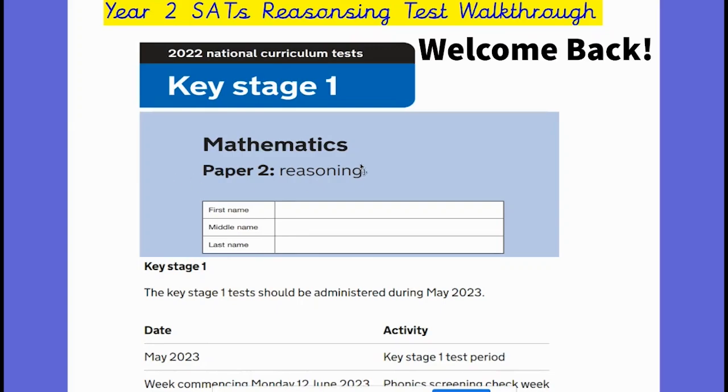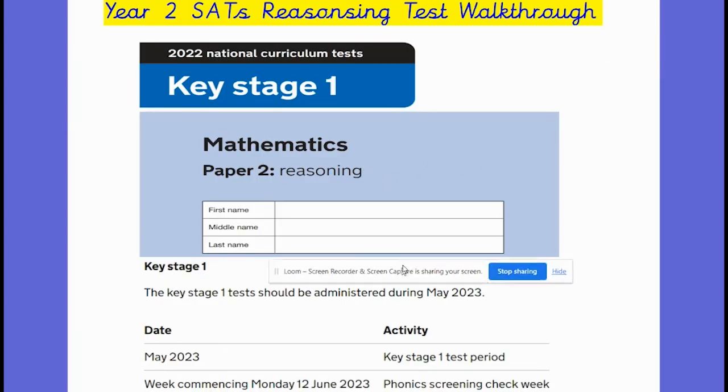In today's video I'm going to be talking through the Year 2 SATS second maths paper, which is the reasoning paper. A bit of information before we begin. So this paper, the schools are likely to administer it to children during the month of May 2023. I'm going to be talking through the 2022 paper, which took place last year.